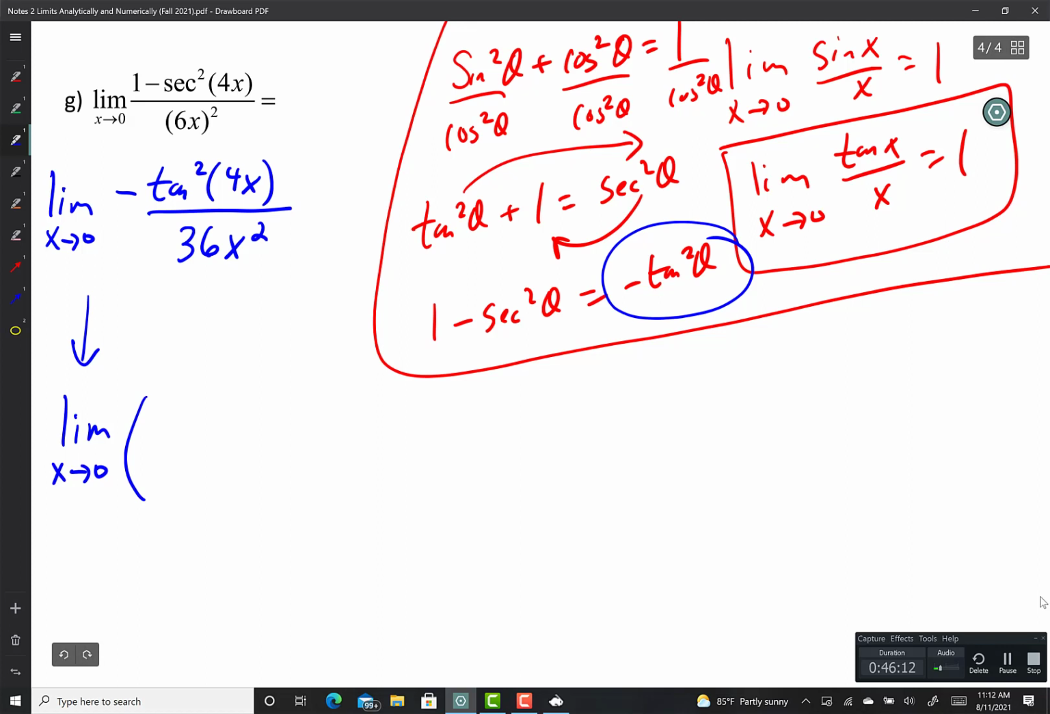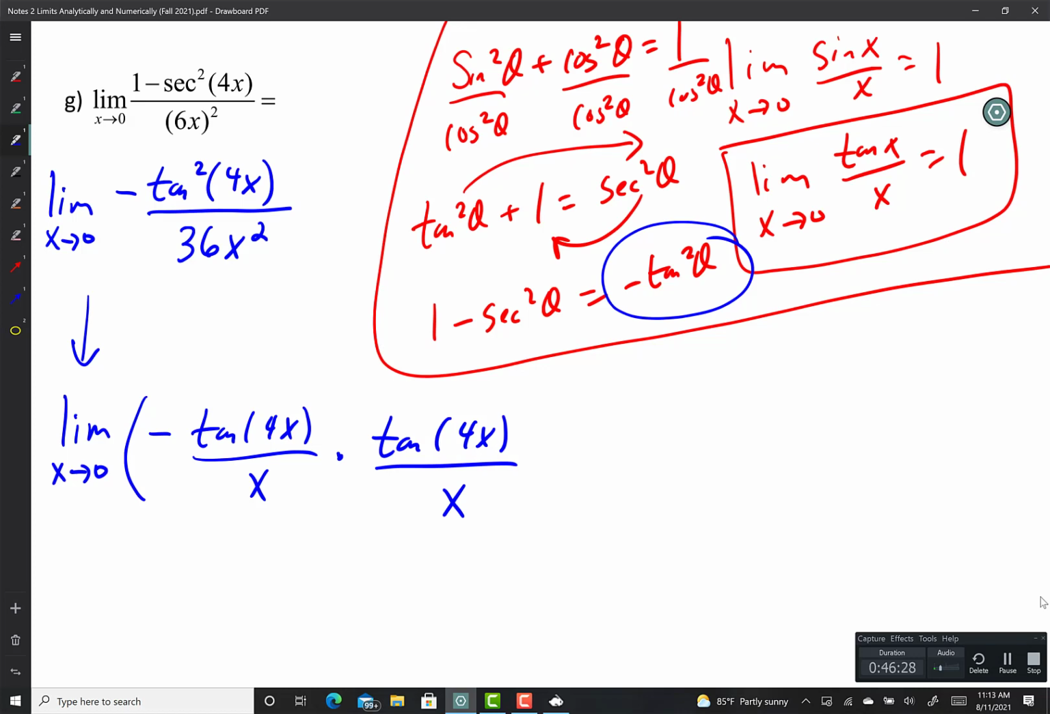Here we go. I'm going to expand it like this. I'm going to put the negative there. I'm going to go tan 4x, and I see that I have x squared there, so I'm going to put an x down there, times tan 4x. I'm going to put an x down there. I'm just expanding it. 1 over 36. I just expanded it. Everything in blue is the original. If I multiply all that, do I still get the negative tan squared 4x over 36x squared?